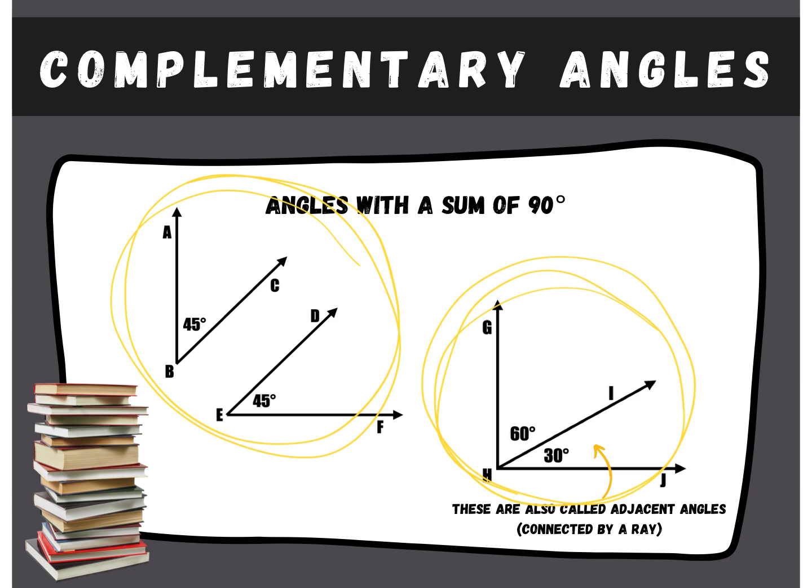Now, these angles are how you will typically see complementary angles right here. You will typically see them as adjacent angles, and adjacent angles are angles that are touching. They share a common point. In this case, the point is H, and they share a common ray. In this case, the common ray is HI.